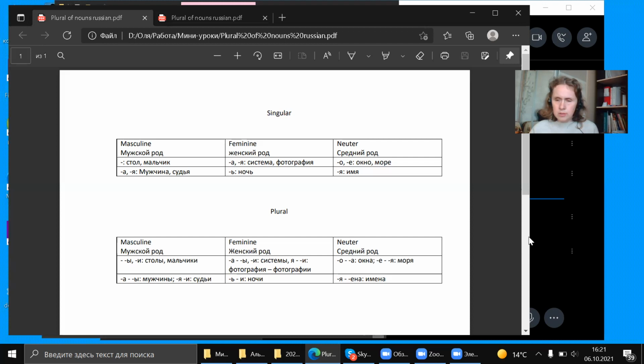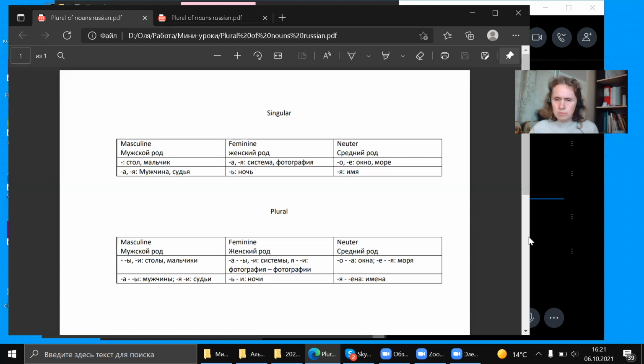With those ending in а, я, it's a bit easier because а will turn into ы, я will turn into и. As you can see, я is kind of softer and и is also softer, so that's how it works. Мужчина becomes мужчины, судья becomes судьи. Again, the stress moves.